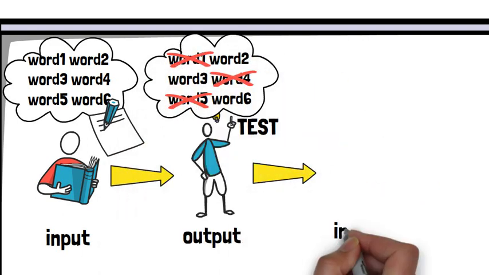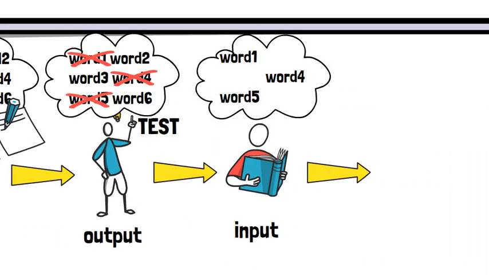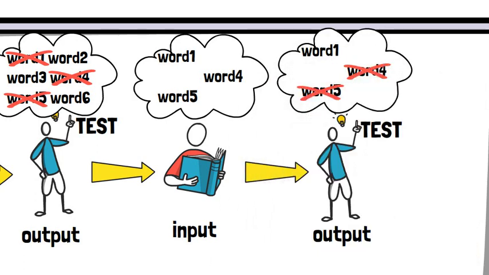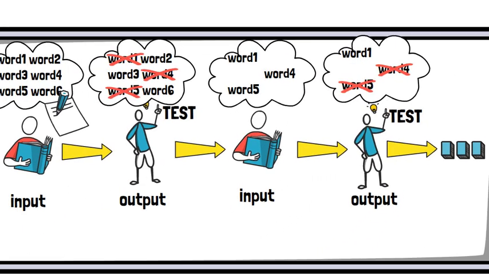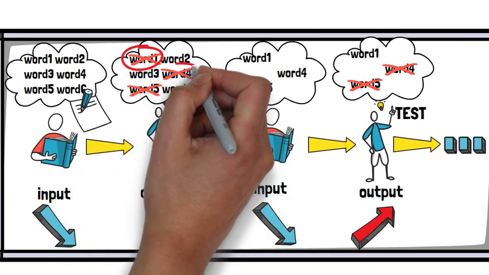Then we only input the forgotten words again. Then we close the book and test. We repeat this until we remember all the words. This allows us to reduce the number of inputs and increase the number of outputs. And we can efficiently output the forgotten words.